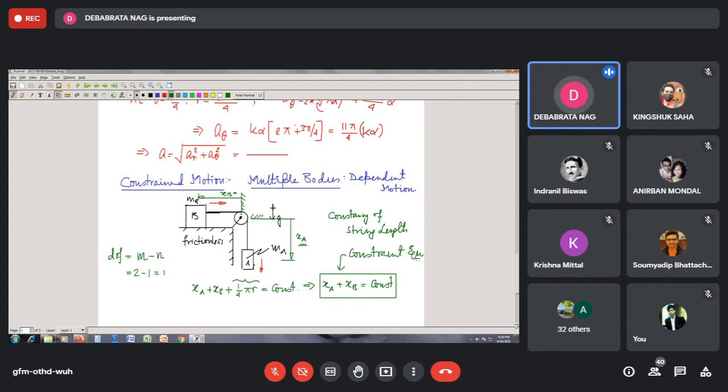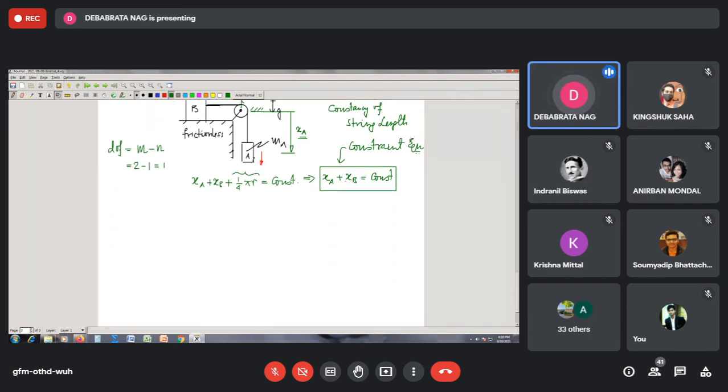Now if you differentiate this constraint relationship with respect to time once, what you get is the velocity relation. So you will get x dot A plus x dot B equal to 0. It means that the speed of block A plus the speed of block B is equal to 0. It is not a vector equation; we are using it as a scalar equation because they are used in two different directions. So this is VA plus VB equal to 0. So it shows that the velocity of block B is minus the velocity of block A.